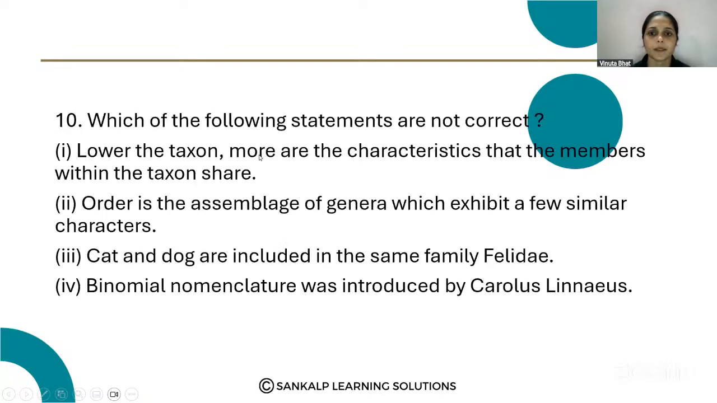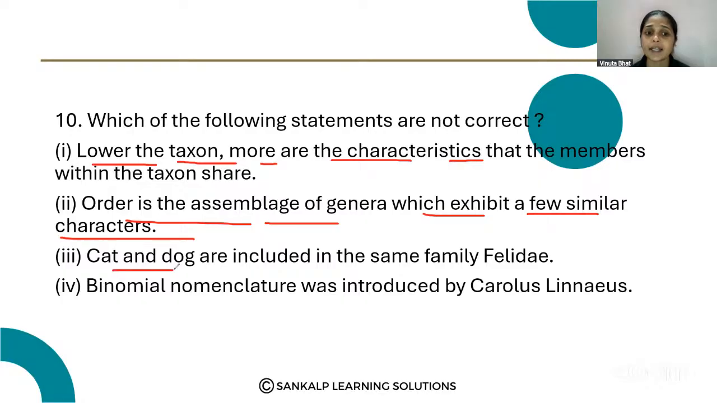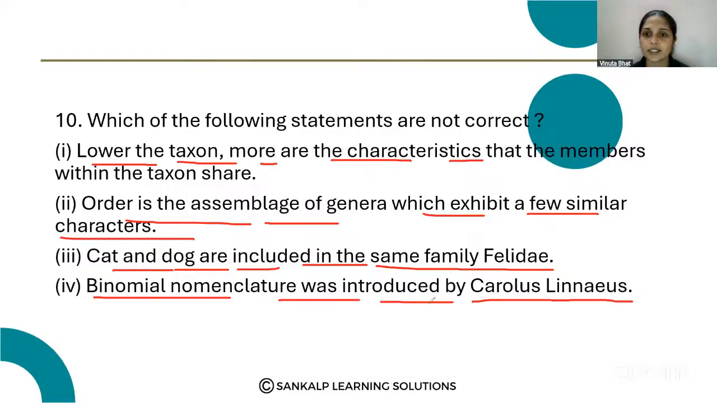Next question. Which of the following statements are not correct? Okay, so you have to find out the incorrect statement. Lower the taxon, more are the characteristics that the members within the taxon share. Order is the assemblage of genera which exhibit a few similar characters. Cat and dog are included in the same family Felidae. Binomial nomenclature was introduced by Carolus Linnaeus.